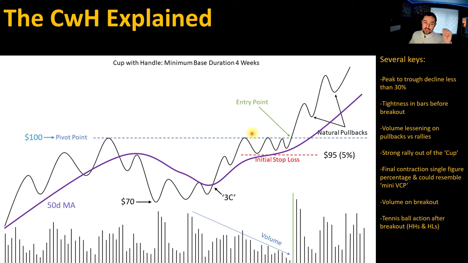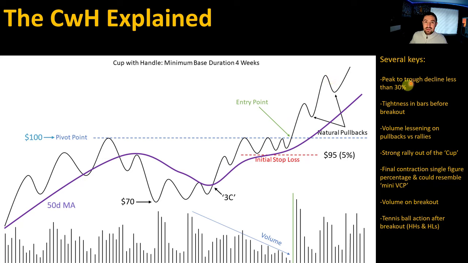As you then transition up and out the right-hand side of the cup, you want to see bullish price action, wide spread, decent volume coming through as well. And then up here, this would then be the traditional handle. You see how you get some VCP action going on as well. One contraction, two contraction, three contraction, breakout, and then you get your higher highs, your higher lows, so your tennis ball action.